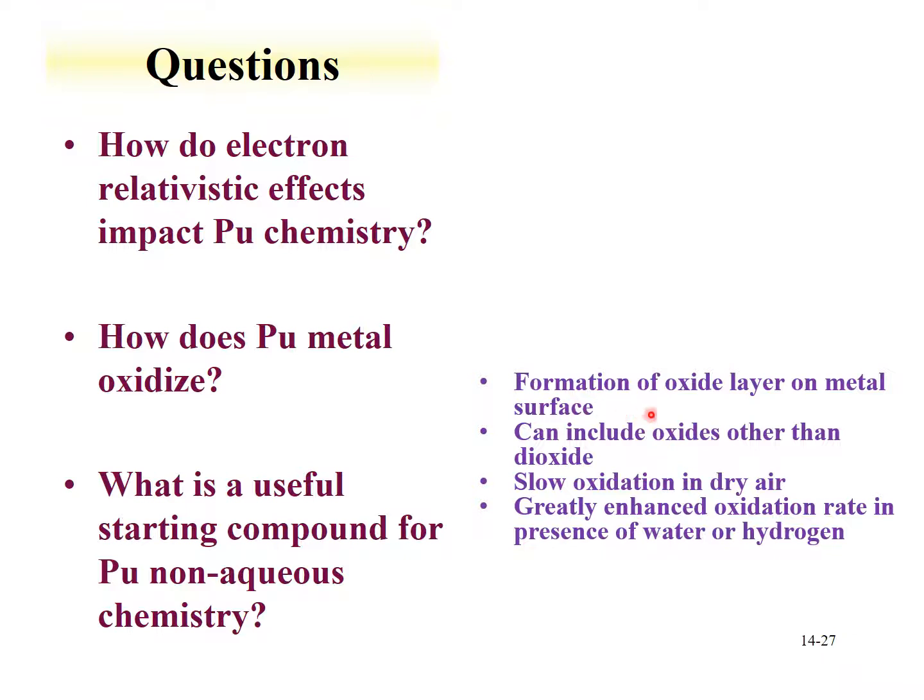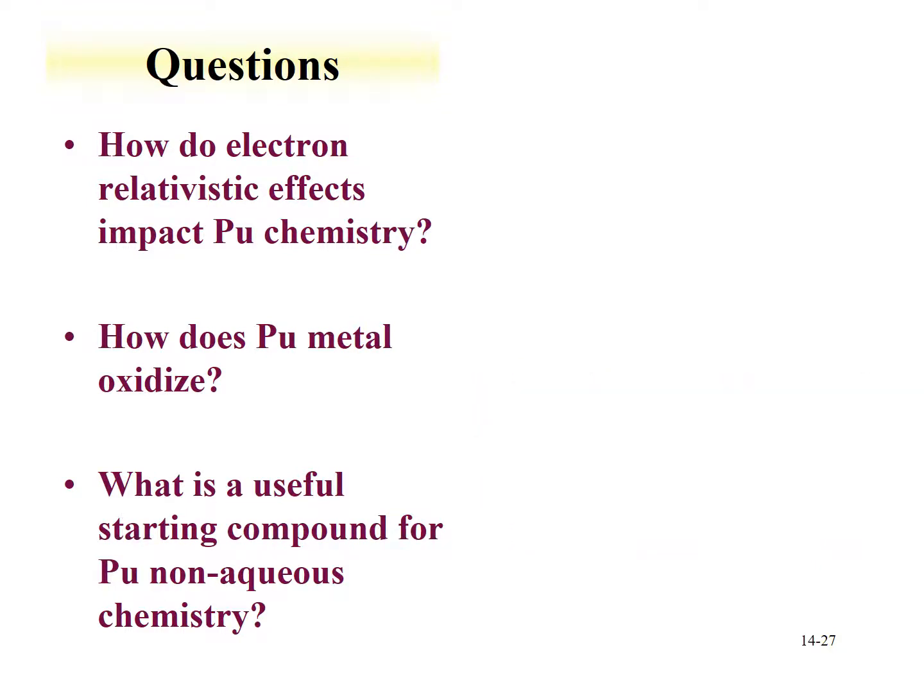These oxides can be other than the dioxide, so the trivalent oxide can also form. There's also some trends. For instance, there's slower oxidation in dry air, or if you form the hydride, which can be formed obviously with hydrogen presence, or also the presence of water with radiolysis forming hydrogen, you can get a much greater oxidation rate in the presence of the plutonium hydride species.